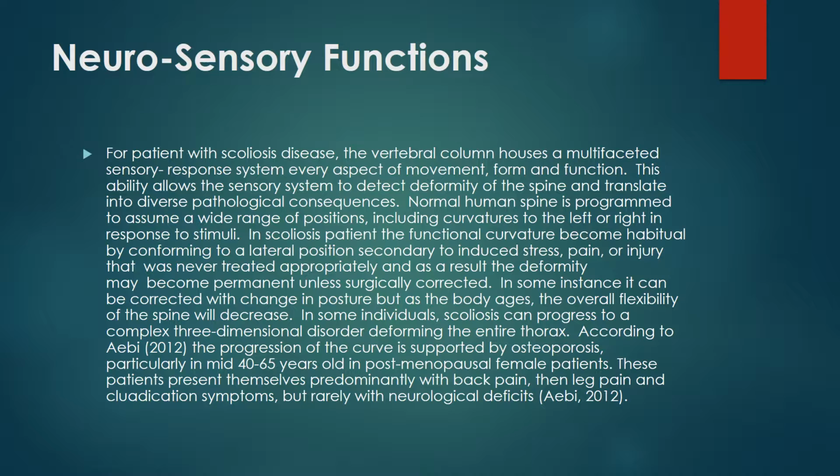In some individuals, scoliosis can progress to a complex three-dimensional disorder, deforming the entire chest or thorax. According to EB, the progression of the curve is supported by osteoporosis, particularly in mid 40 to 65 years or postmenopausal female patients. These patients present themselves predominantly with back pain, then leg pain, and claudication symptoms, but rarely with neurological deficits.